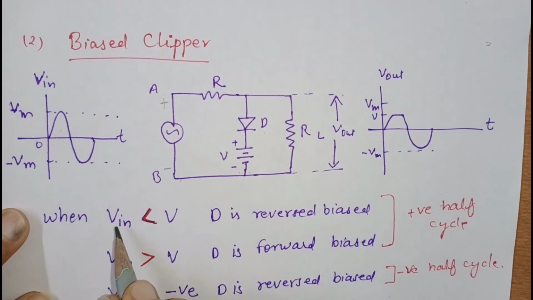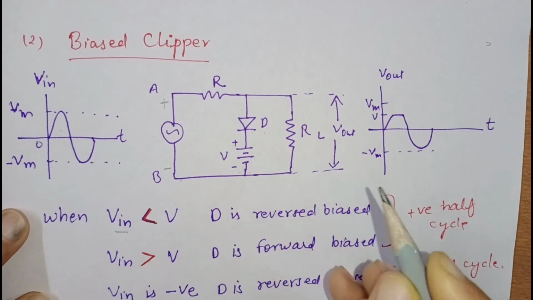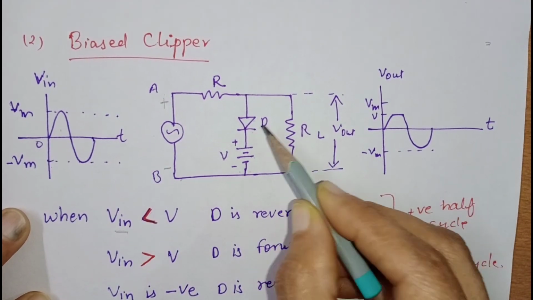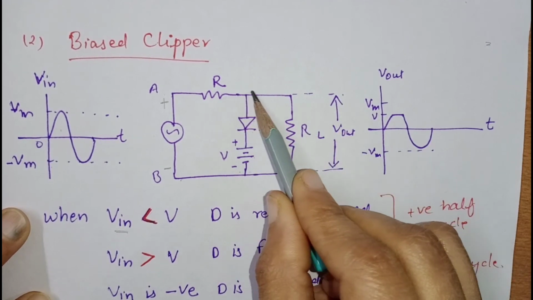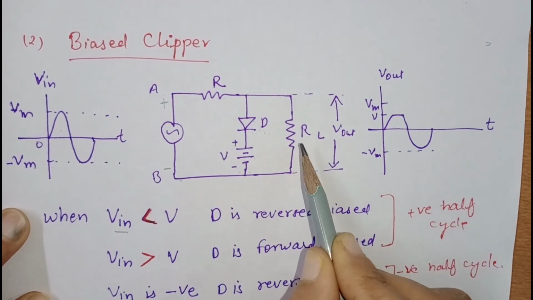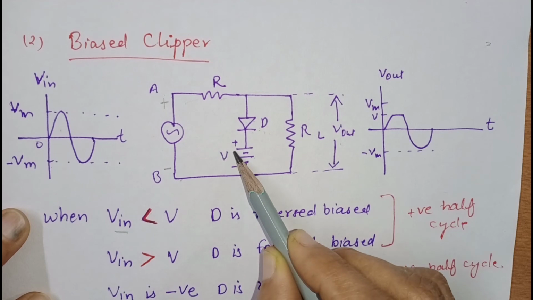So when the input voltage is less than this V voltage, this diode is reverse biased, and because it is reverse biased, it will act like an open switch and the current will flow through this path through RL. So we will get output up to voltage V.